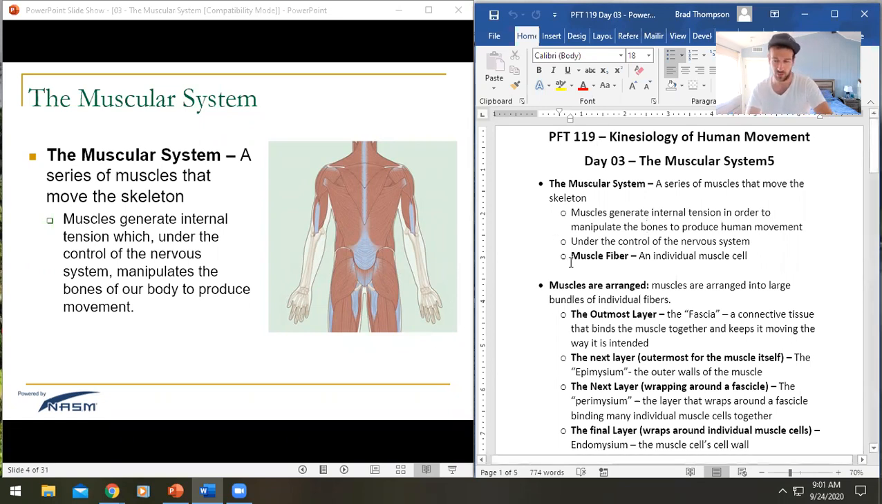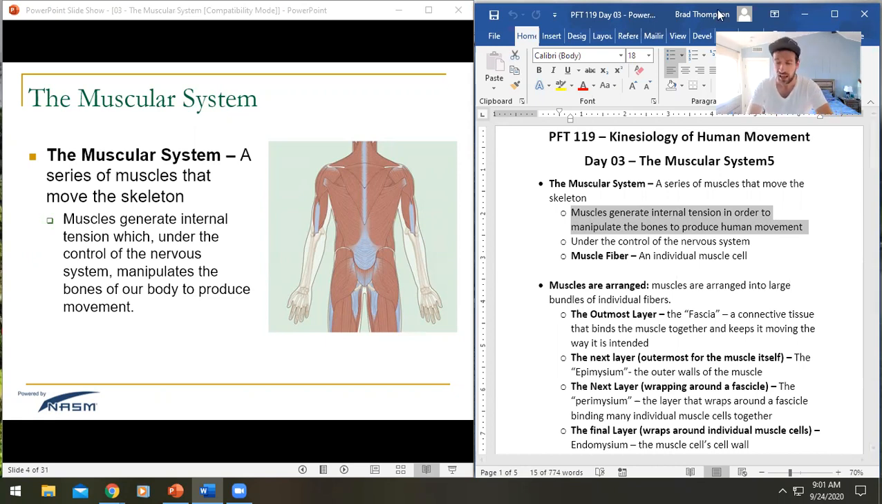Really, we just want to understand what our muscles' job is. Their job is to generate internal tension in order to manipulate the bones and produce human movement. So our muscular system's job is to be really good at contracting and relaxing. When I say your muscles need to be good at contracting, what I mean is your muscles need to work with your nervous system to move the proteins inside the cells and overlap them, so that a muscle goes from being this long to sliding across itself, those proteins sliding across each other, and the muscle goes from being this long to being this long. And then it can relax back to its normal length.